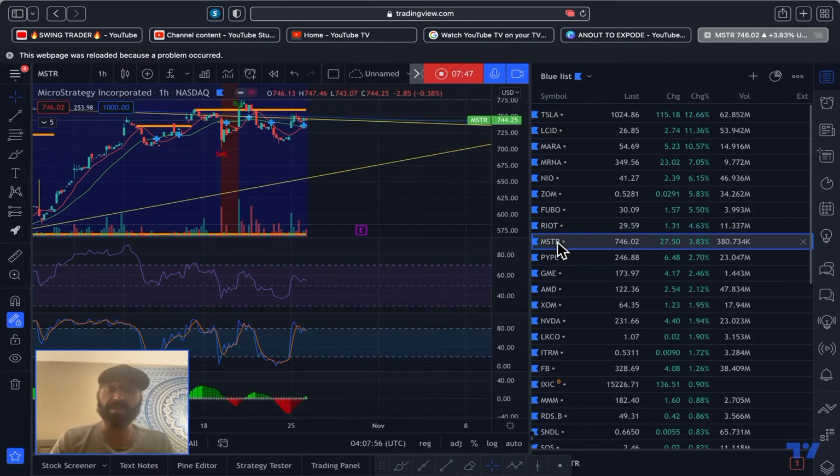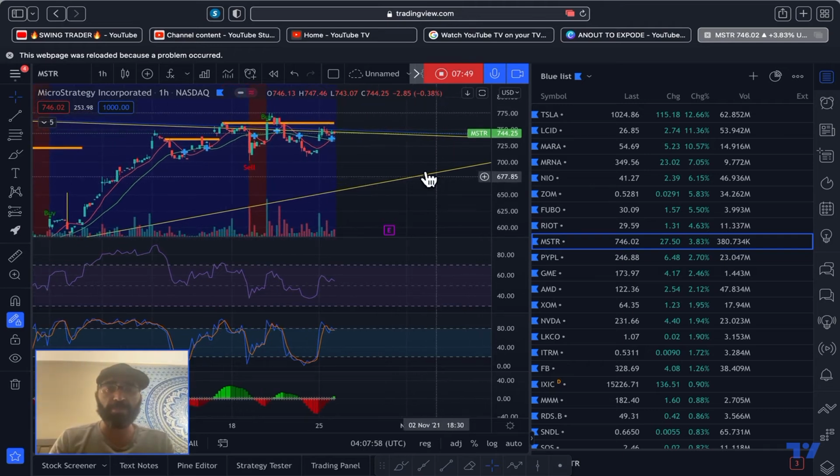But really, really awesome stuff for MicroStrategy. Just be on the lookout. Once it breaks this, it's gonna skyrocket, and that's really honestly what I'm waiting for right now. I am actually still invested in MSTR. I pulled back a little bit a couple days ago, but then today I rebought back in because I really think it's about to do it.